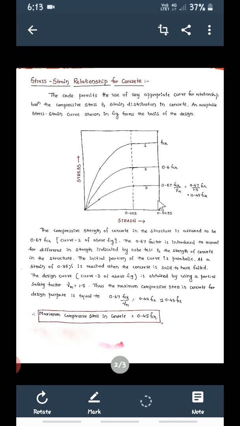So this is at the time of failure. What will be the compressive strength of concrete? It is 0.67 times this fck. fck is the characteristic strength.